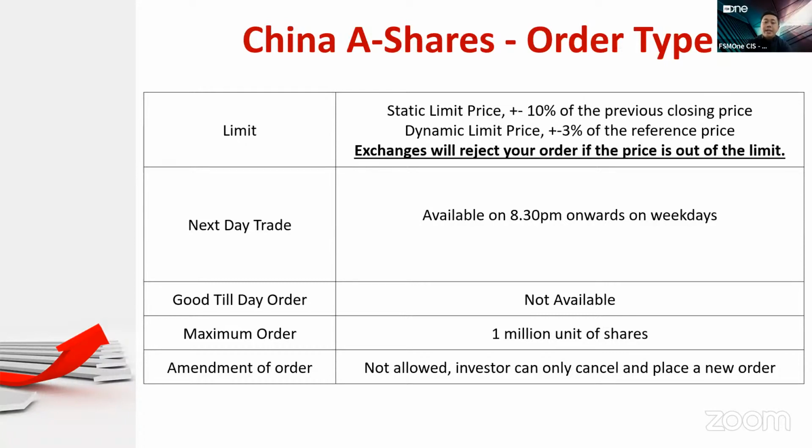The maximum order that you can place is 1 million units of shares. Amendment of order is not allowed, as I mentioned just now. China A-share does not allow you to amend the price or the unit that you placed. What you can do is only cancel your order, and place a new order if you would like to modify the pricing, or the amount, the unit that you want to buy or sell.